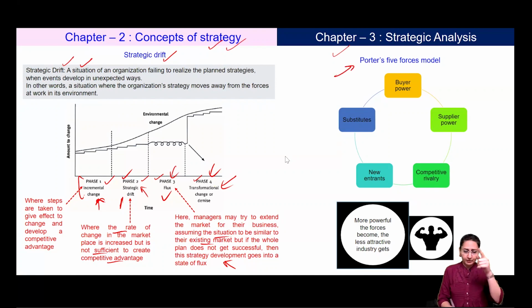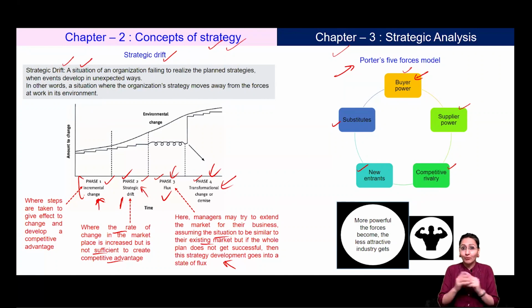Porter's 5 forces. What are you supposed to learn? What are the 5 forces? 1, the buyer power, supplier power, competitive rivalry, new entrants and substitutes. Just to brief you a little bit, how powerful is the buyer? If the buyer is powerful, you cannot throw any product of any quality at whatever price you want. This cannot be done. But if the buyer is not powerful, then you are powerful. You can decide upon the pricing, you can decide upon the products, features, everything is in your hands because the buyers are not powerful.